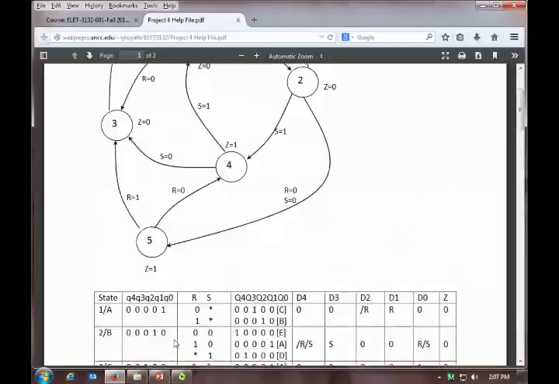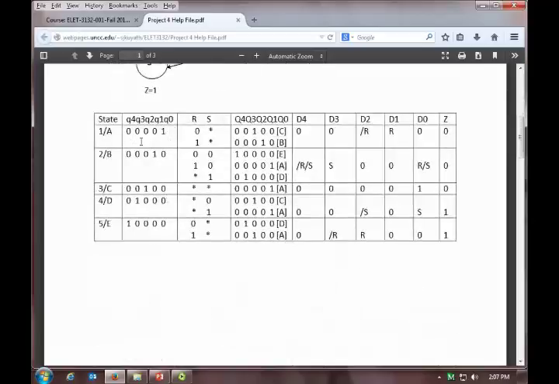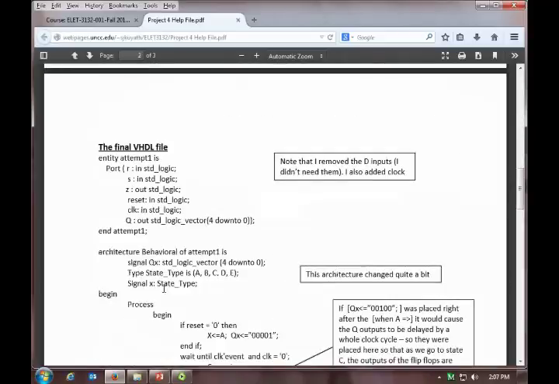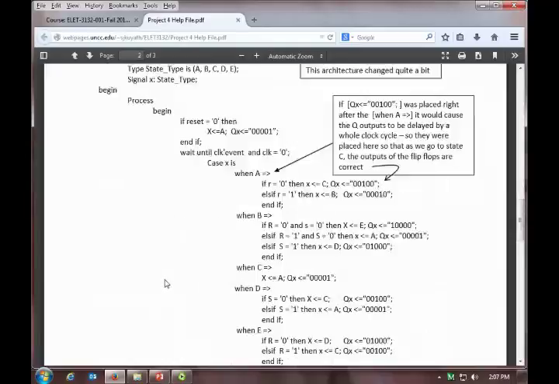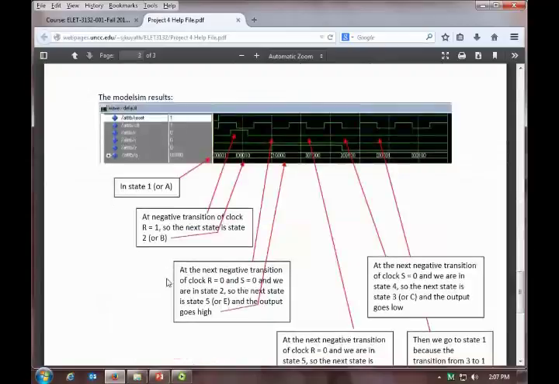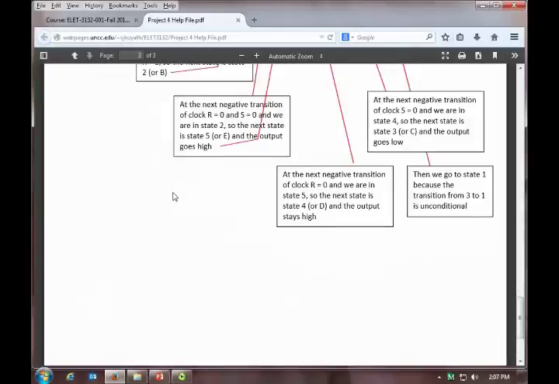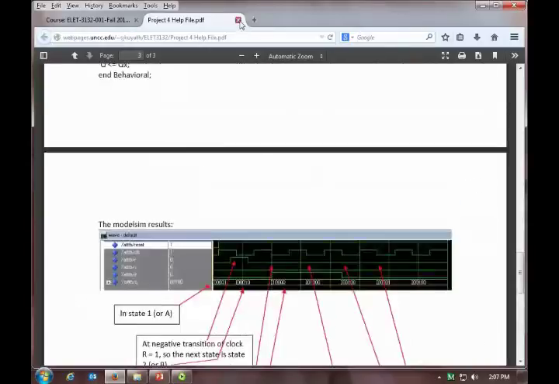But what is similar about it is it has one hot encoding, where for all one hot encoding there is only one flip-flop high at a time. Okay? So that's what I do want you to do in Project 4, a one hot encoding. And I show you the VHDL file that I used. It doesn't mean it would be the one that you used. And then I try to explain how all that stuff worked. Okay, that's all I have out there. It is a brief help.